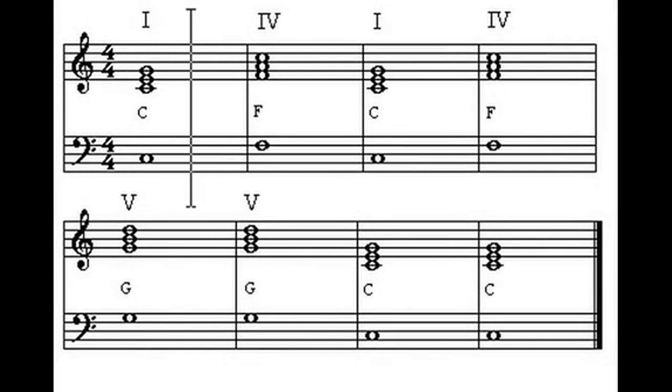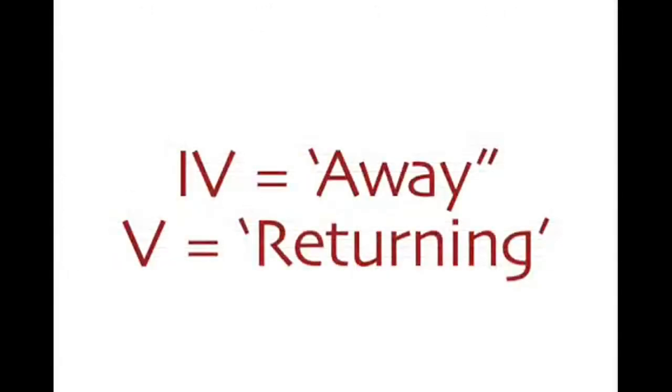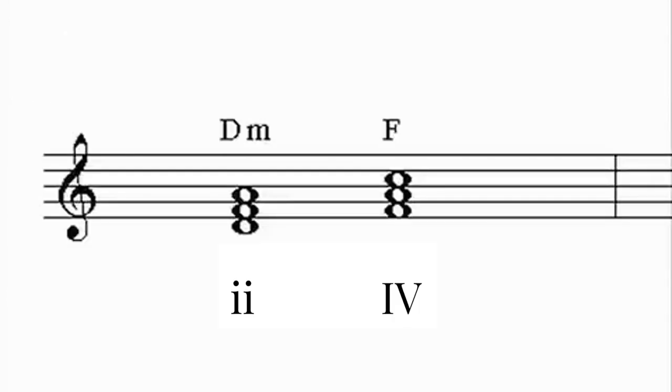Listen to the movement from chord 1 to chord 4. It's a definite step away. And if we move to chord 5, it creates an anticipation that we are returning home again. So chord 4 is an away chord, while 5 is a returning chord. Chord 2 is another away chord. 2 of its notes overlap with the notes in chord 4, so they are very similar.